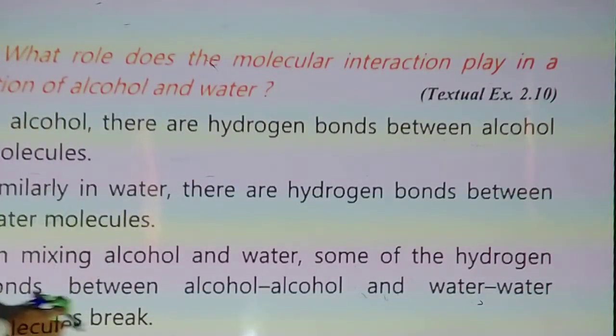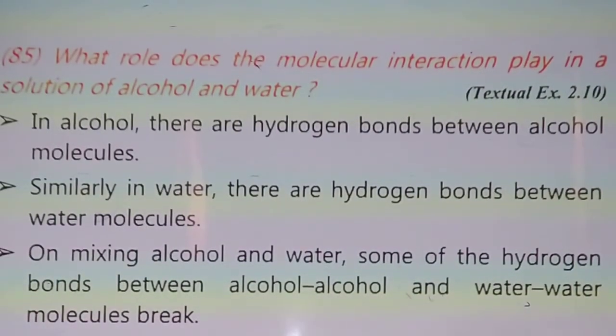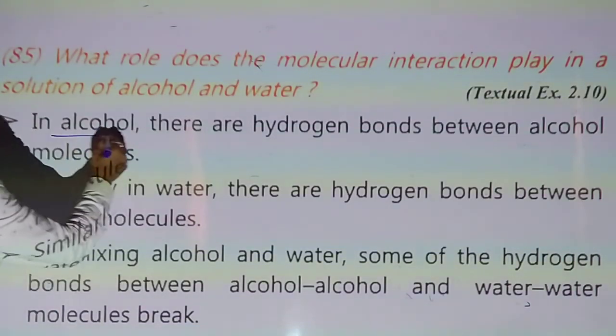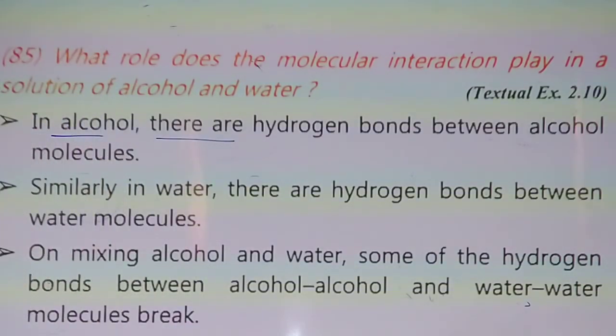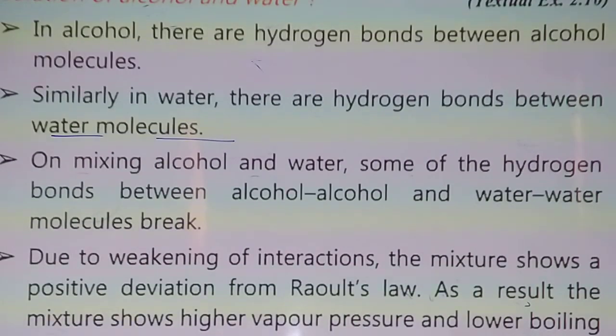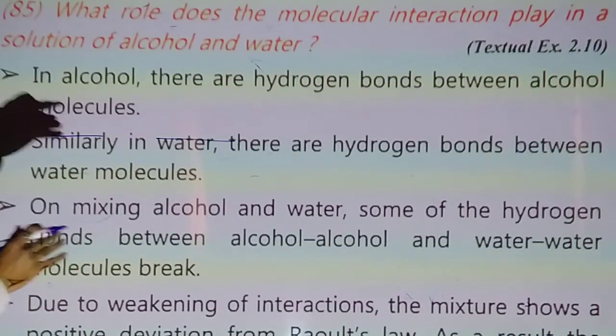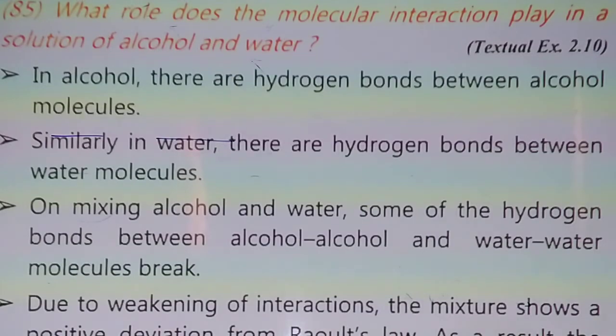Now 2.10. What role does the molecular interaction play in a solution of alcohol in water? In alcohol, there are hydrogen bonds between alcohol molecules. Similarly, in water, there are hydrogen bonds between water molecules.